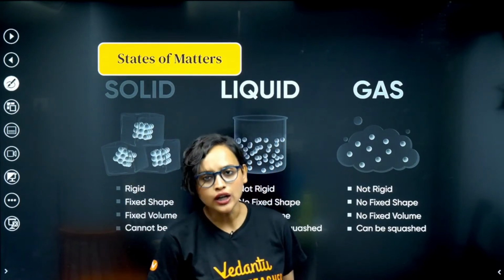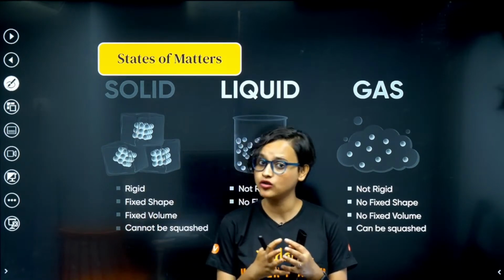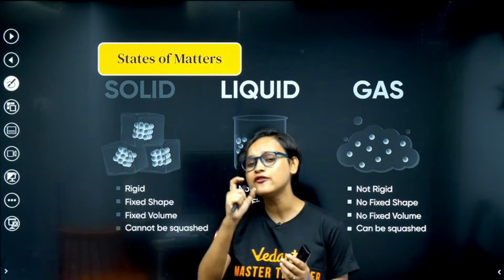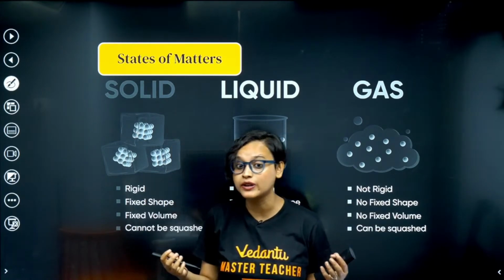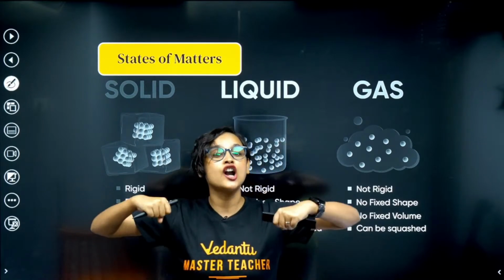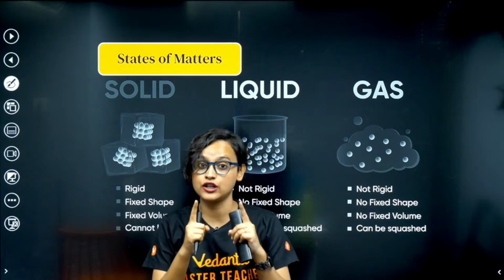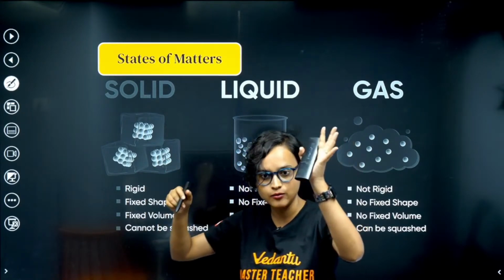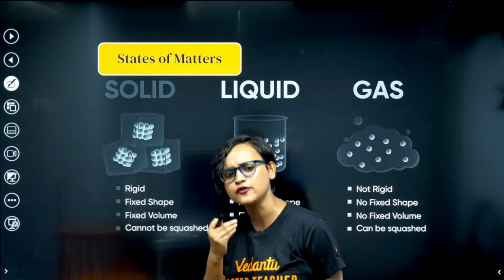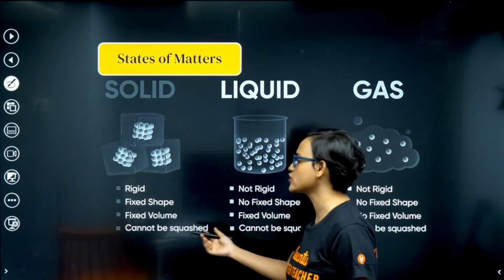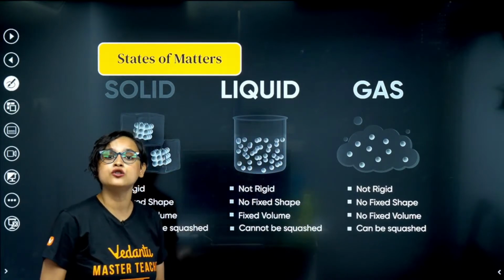Right? Solid, as we all know, the particles are very closely bound to each other. The particles have really strong intermolecular forces and that's why you cannot break them. They are rigid. They are not compressible. You cannot just compress them like this. They have fixed shape. Look at this blackboard. Look at this remote. Look at this pen. Everything has a fixed shape and of course a fixed volume and they cannot be squashed, which I have just told you.